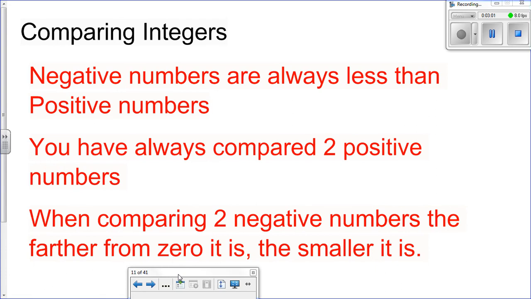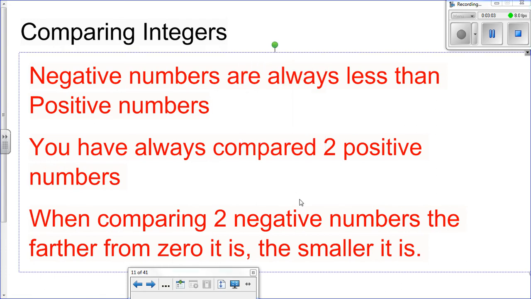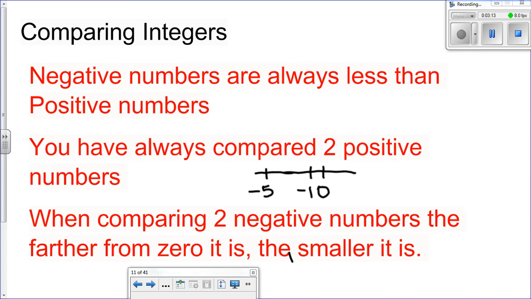So let me just give you an example here. If I have 0 and I have -1, and then over here I have a -5. -5 is farther from 0, so it is smaller. So in this case, -1 is larger or greater than -5.